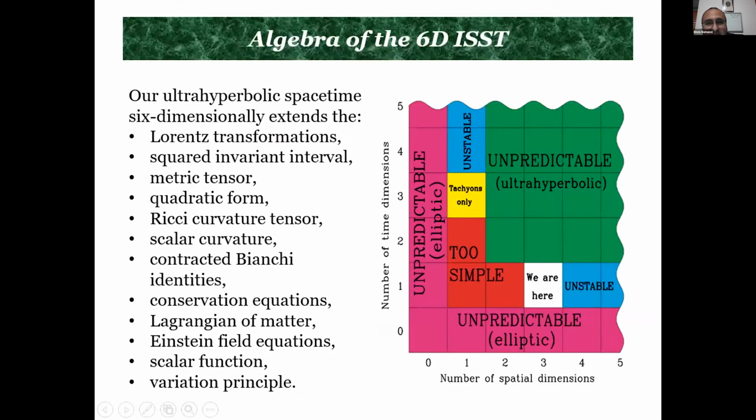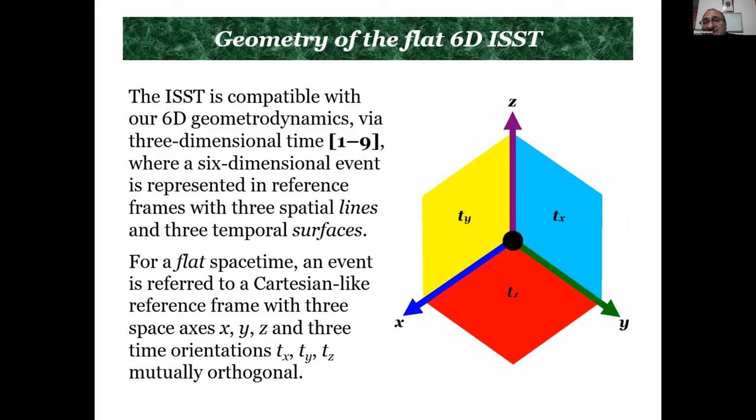Let's see very quickly the features of the ISST. There could be time, and I have some documents to suggest in order to deepen such questions. But very quickly, our ultra-hyperbolic space-time extends 6-dimensionally everything about general relativity, starting from the metric tensor and quadratic form, arriving at the Einstein field equations. The geometry of the flat 6D ISST could be referred to this improved Cartesian-like reference frame with 3 spatial lines and 3 temporal surfaces.